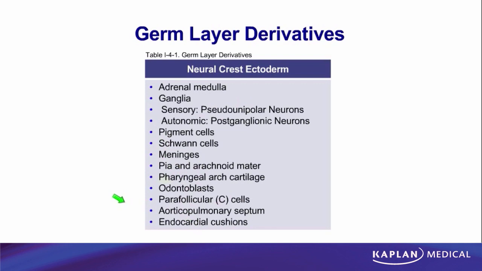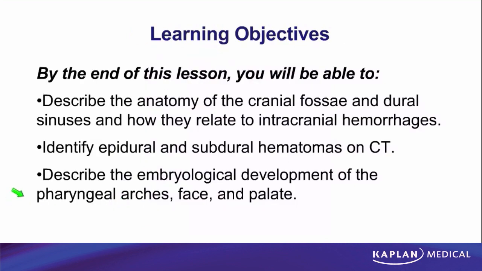Okay. Well, we've now covered everything that we intended to. We wanted in this section to discuss the cranial fossae and the dural sinuses and how that all relates to hematomas and intracranial hemorrhages. We talked about the embryologic development of the pharyngeal arches and pouches and grooves and how that relates to the development of the face and palate.